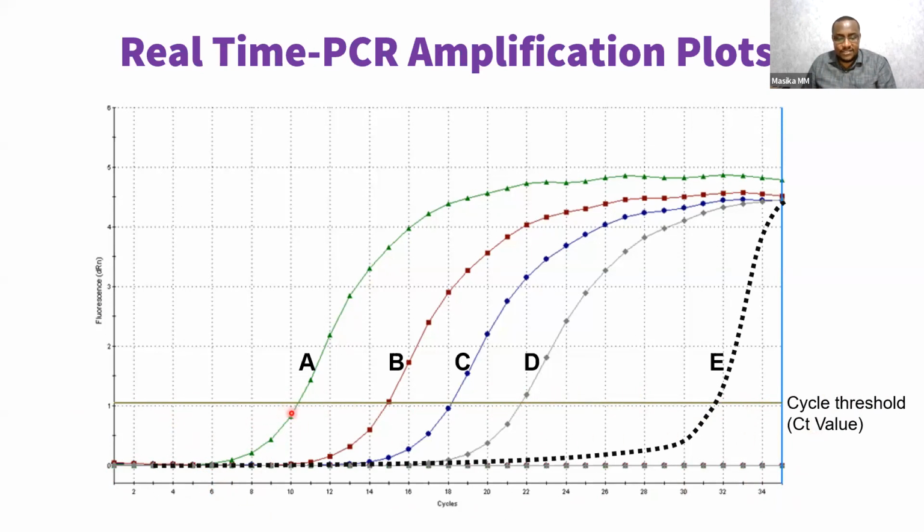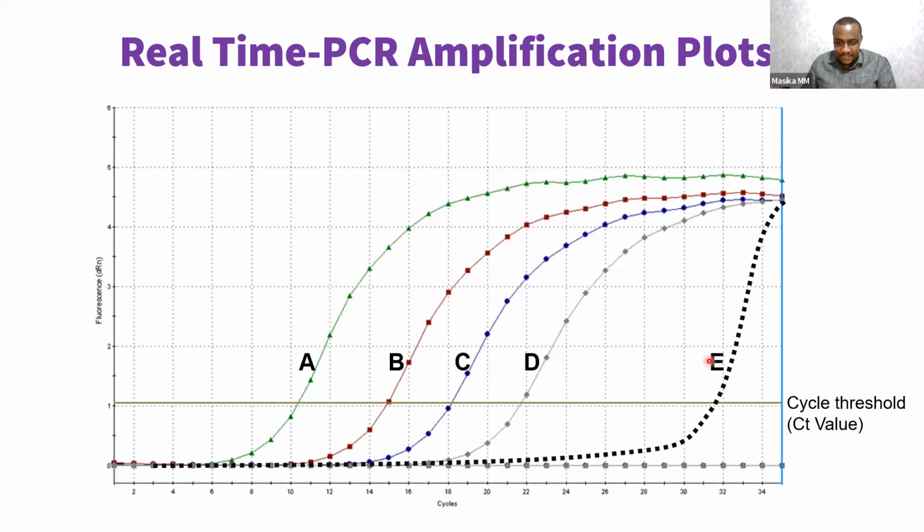And if the CT value meets a certain criteria, then you can say that sample is positive or negative. But you also use the CT values for quantitative purposes. For example, this one that has come up very early means that the DNA is a lot. So this is, you can say, very positive. It has a higher viral load than B. B has a higher viral load than C, and C has a higher viral load than D.